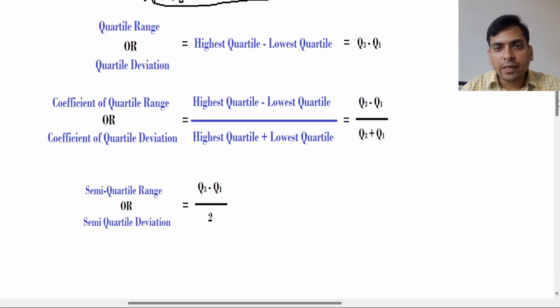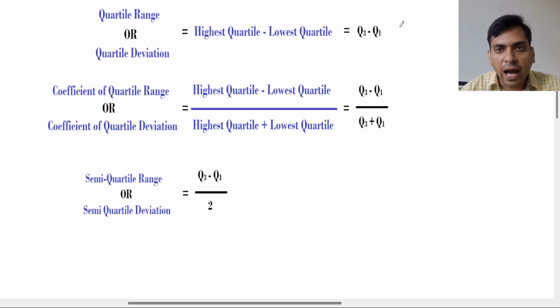And now half of this, Q3 minus Q1, is considered as semi-quartile deviation or semi-quartile range. This is half of Q3 minus Q1, so we can say this is the semi-quartile range or semi-quartile deviation.